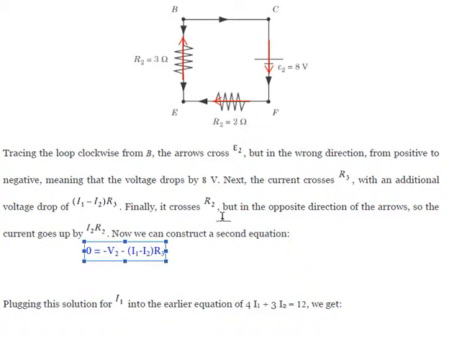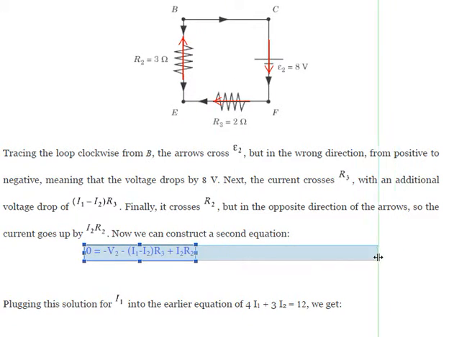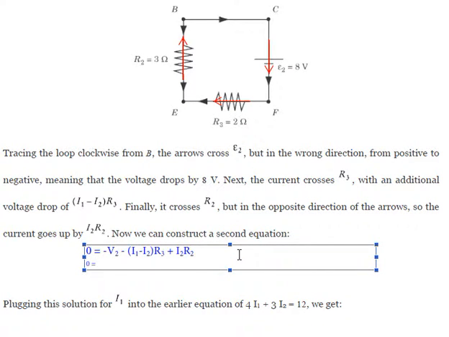Okay, and then the last thing, we cross resistor 2 the wrong way. So we're going to have to increase our potential here. So plus, and the current in resistor 2 is still I2. Do the same thing we did before, plug in some values and try to clean it up.